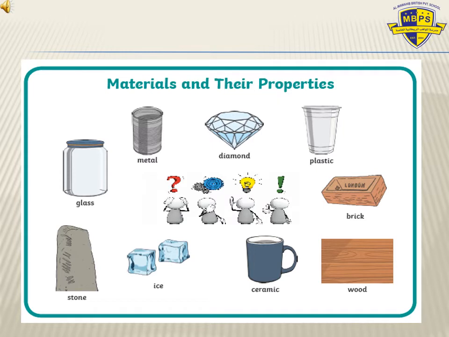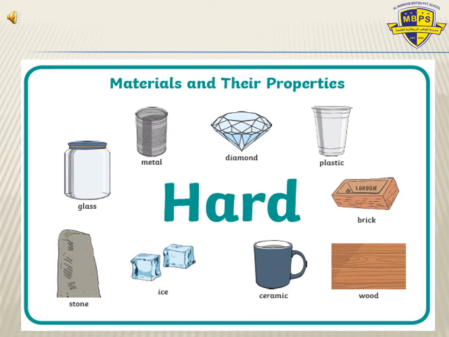Start to think now. 10, 9, 8, 7, 6, 5, 4, 3, 2, 1. Good, grade 2. The second time also you are answering correctly, because all of them are hard materials. They are what? Hard materials. Can you repeat it? Hard materials.